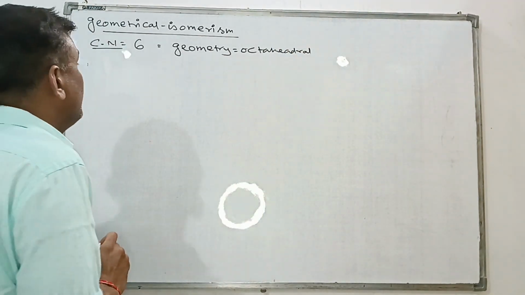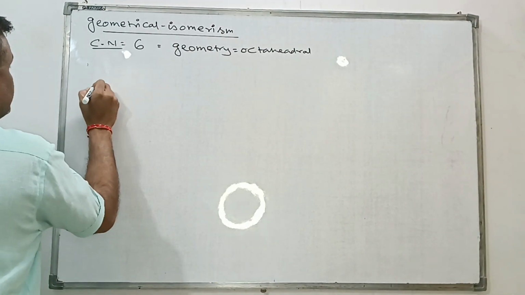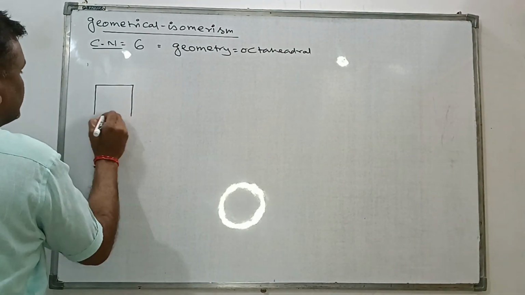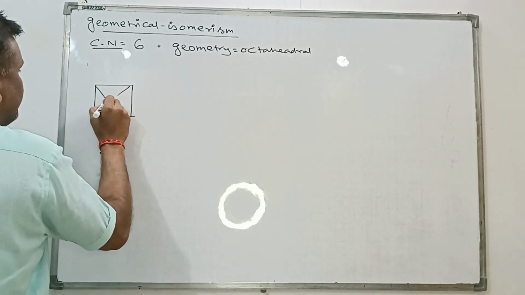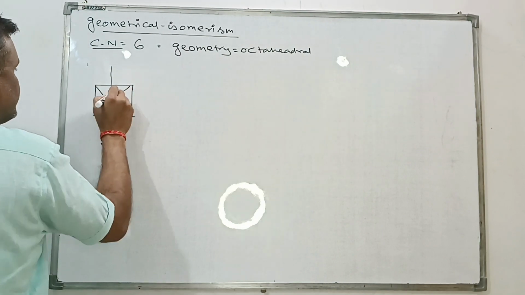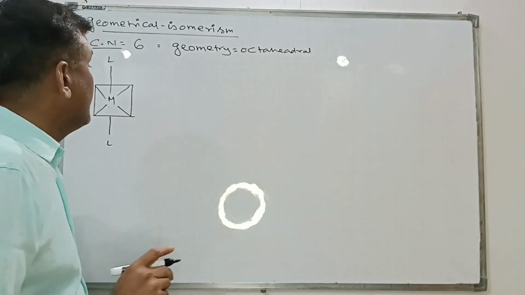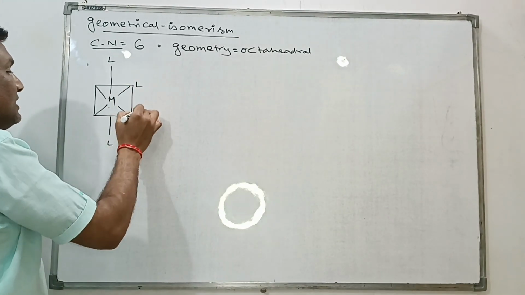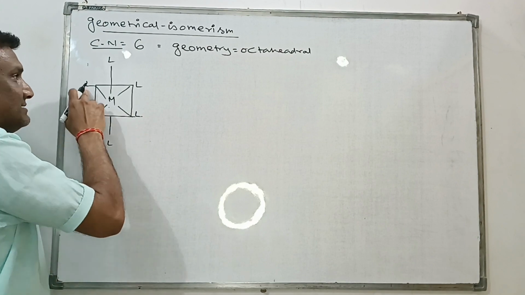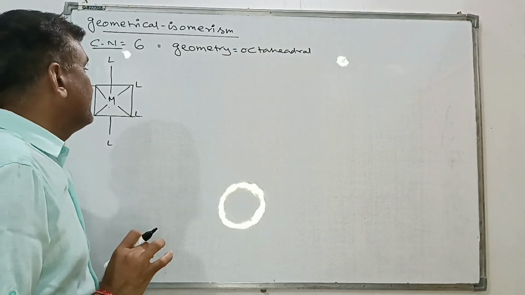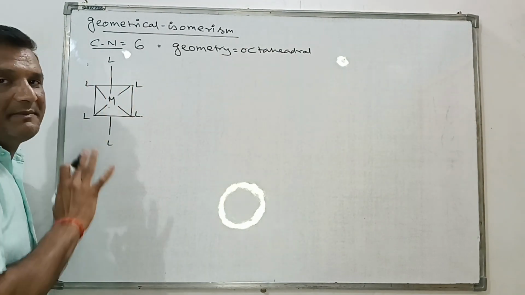How? We'll go with the further. This is the octahedral geometry. This is square. This is the M, central metal atom. This is your L as a ligand. Listen to me carefully. These are the other 4 ligands, so total number is 6: 1, 2, 3, 4, 5 and 6. The octahedral geometry is also called square bipyramidal.